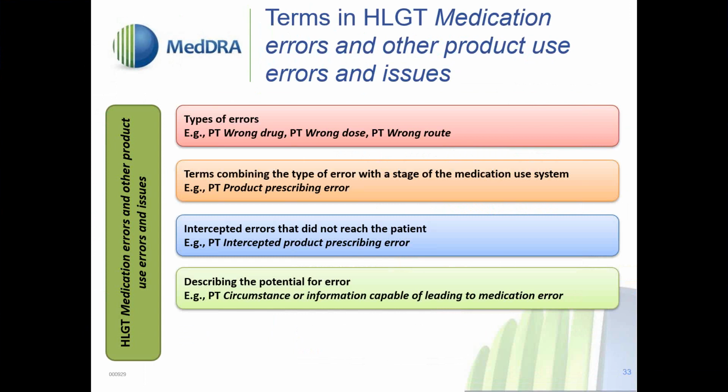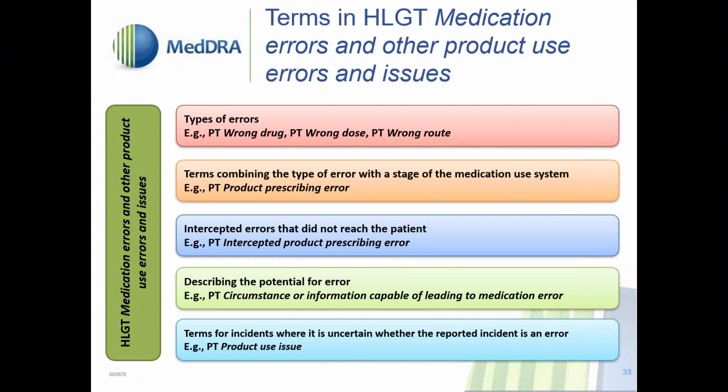MedDRA also contains two PTs that describe the possibility of an error or signal a circumstance that could potentially lead to a medical device use error or medication error, as well as vague PTs that I've already addressed, which can be used when it is unclear whether the reported incident was due to an error or happened intentionally, or when it is unclear whether an intentional deviation from the label by the patient or consumer occurred in the context of therapeutic use.